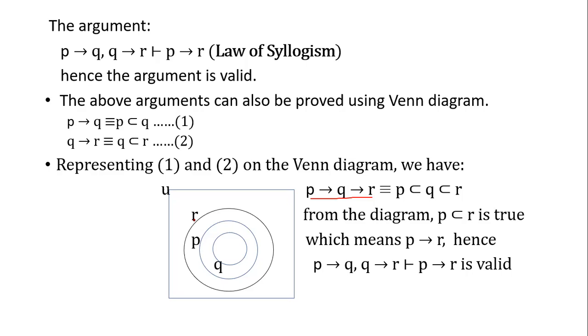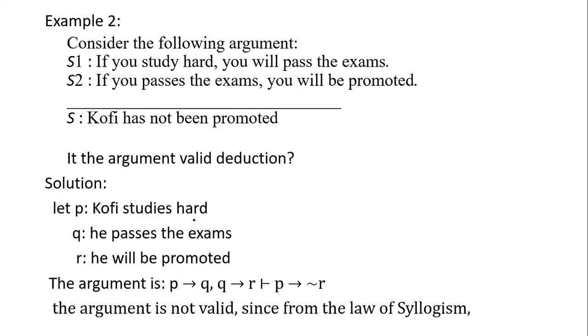So from that, P is a subset of R is true, which means P implies R. Hence P implies Q, Q implies R, so P implies R is valid. So apart from using the law by going through the two-stage level, we can also go by the Venn diagram. That makes it very, very simple.